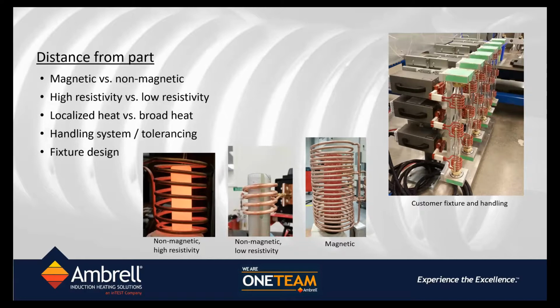In this example, as you can see, there are multiple coils being fed by multiple induction heating power supplies. So the handling system and tolerancing all determine how repeatable the coil has to be, how accurate the coil has to be, and whether the fixture is able to accommodate the way the parts are being held and heated.